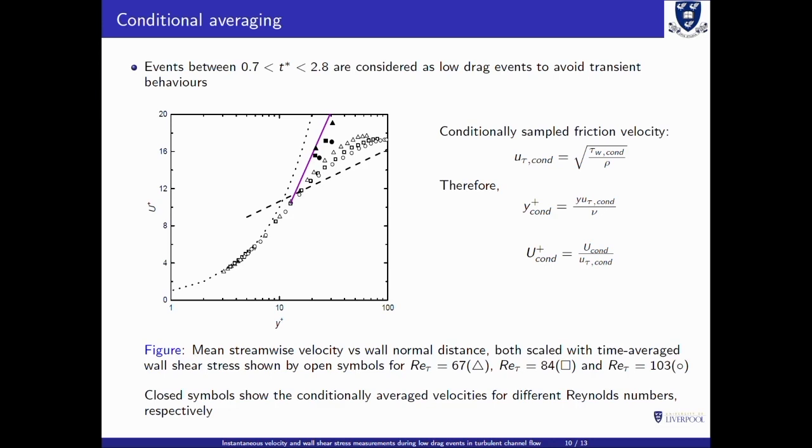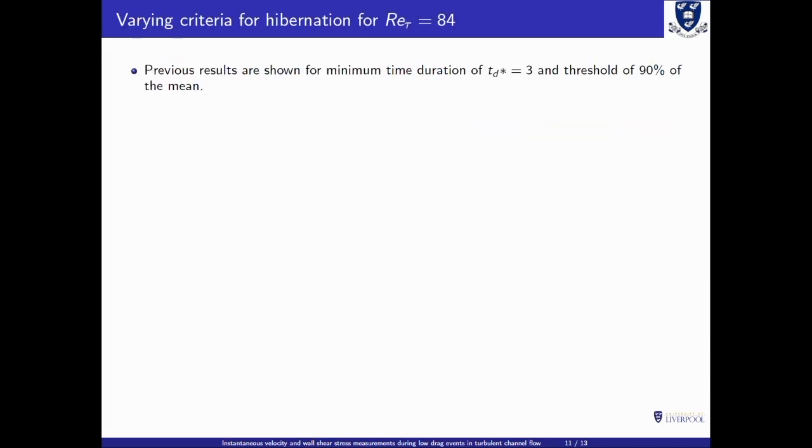We did this for 2 wall normal distances for each Reynolds number. So there are 6 plots, 2 for each Reynolds number, given by the triangle, the square, and the circle symbol. We see that for all R eta of 67, 84, and 103, there is an increase in u plus during the moments of hibernation, which further verifies the phenomenon of hibernating turbulence.